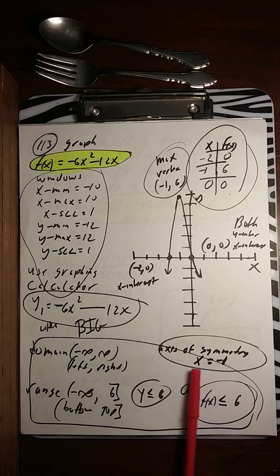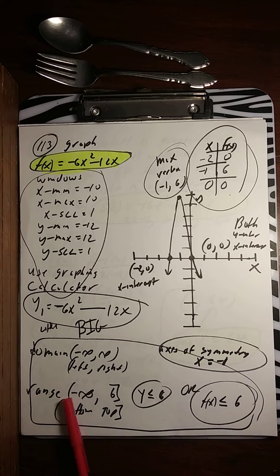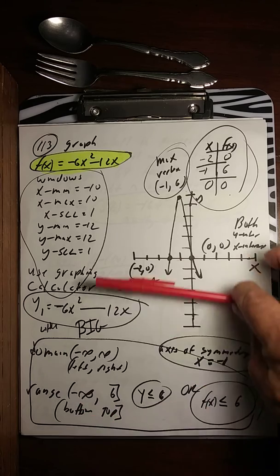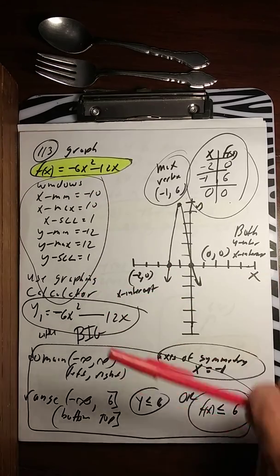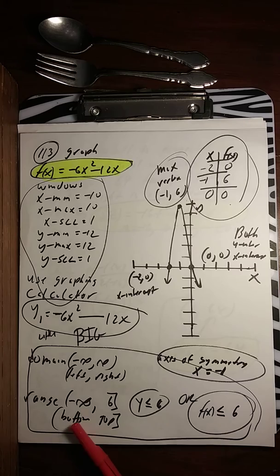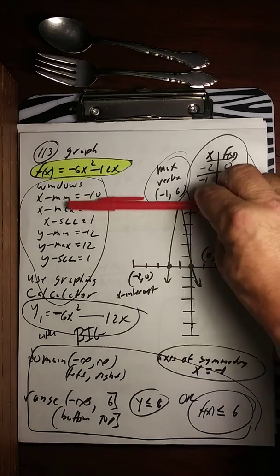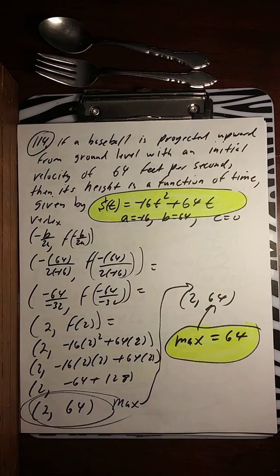So infinity, axis of symmetry is x equals negative 1, and the range is from negative infinity to 6, stops right there, or less than or equal to 6 this way. Or f of x is less than or equal to 6. So it goes from negative infinity to 6, stops right there, for the range.